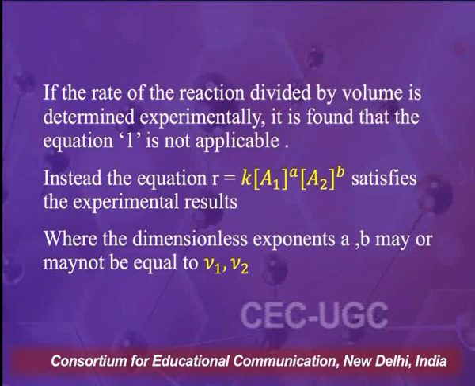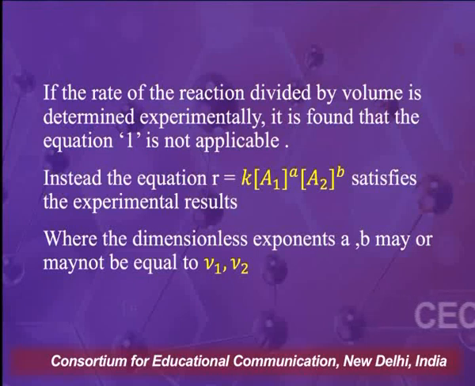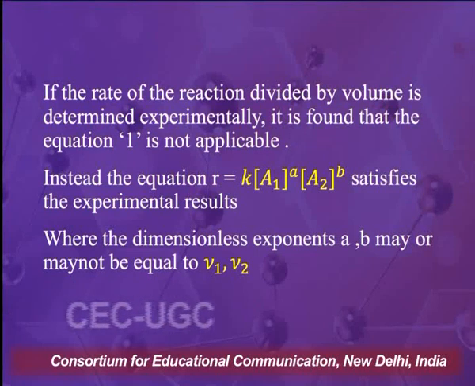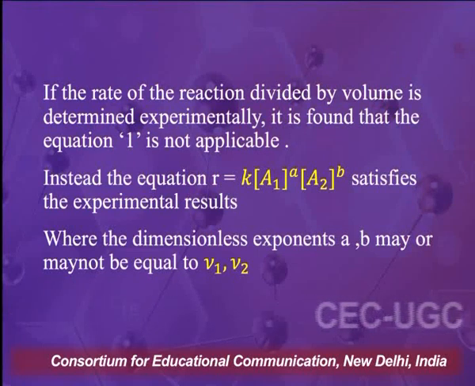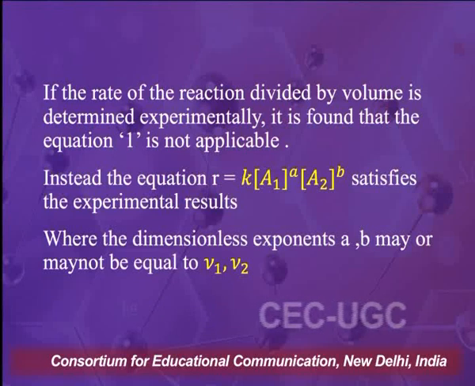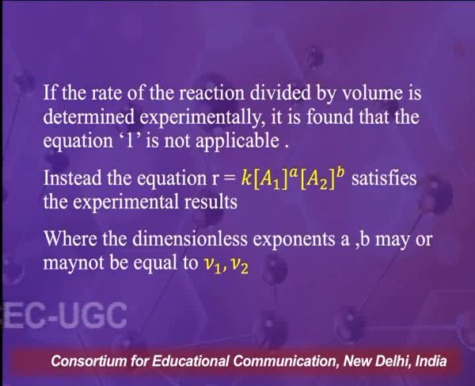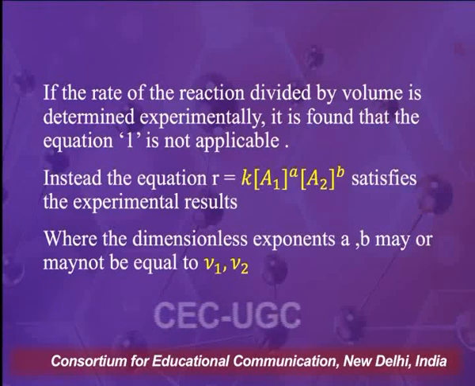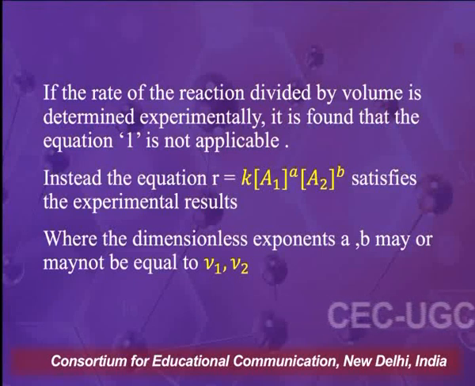where K is the constant of proportionality. If the rate of the reaction divided by volume is determined experimentally, it is found that the above equation is not applicable. Instead, the equation R = K [A1]^a [A2]^b satisfies the experimental results, where the dimensionless exponents a and b may or may not be equal to the stoichiometric coefficients ν1 and ν2.